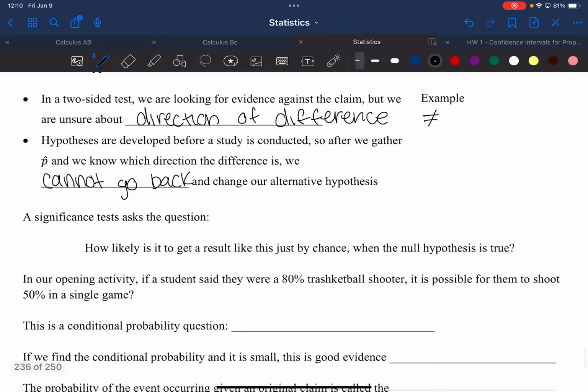A significance test asks the question, how likely is it to get a result like this by chance when the null hypothesis is true? So we're always assuming the null hypothesis is true, so p is equal to p naught. We are then trying to prove or disprove the alternative hypothesis to see if this is actually going to happen by true statistical data or it's just a coincidence.